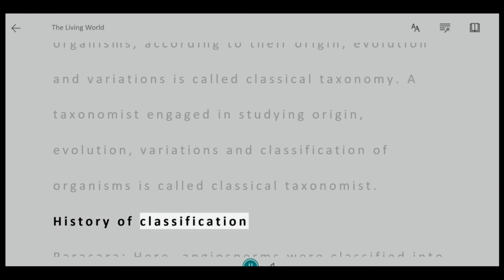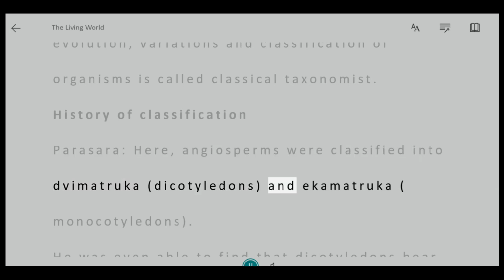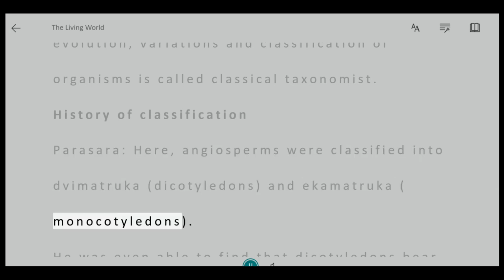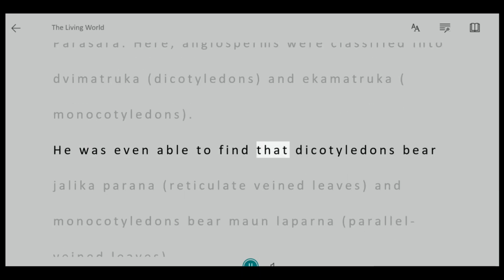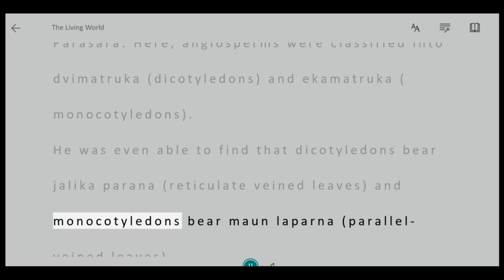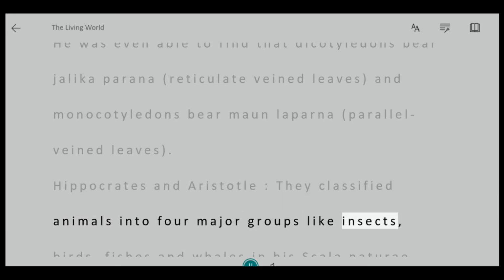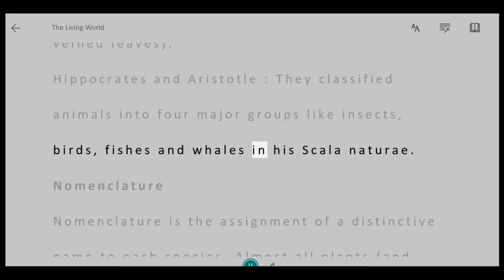History of classification. Parashara classified angiosperms into dvimatrika, dicotyledons, and ekamatrika, monocotyledons. He was even able to find that dicotyledons bear jalika parna, reticulate veined leaves, and monocotyledons bear samanantara parna, parallel veined leaves. Hippocrates and Aristotle classified animals into four major groups like insects, birds, fishes, and whales in his Scala Naturae.